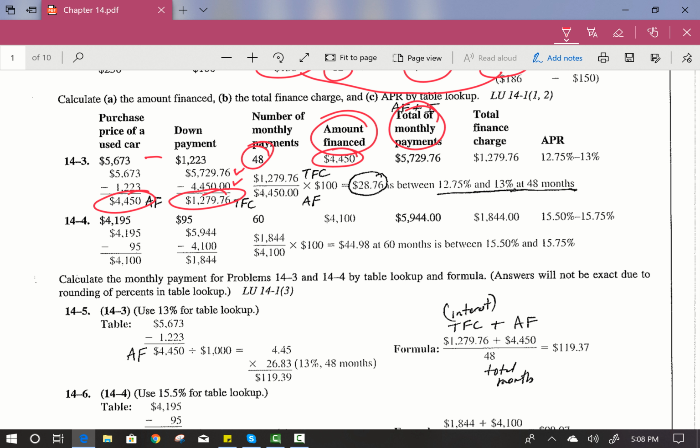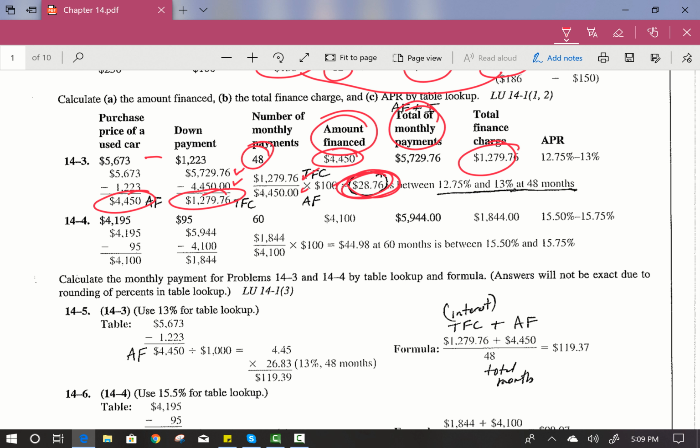$1,279.76. Okay, now to calculate the APR, we're going to have 2 values that we'll actually end up with, and our chart is based upon $100. Okay, so we'll take the total finance charge of $1,279.76, which is right there, divide that by the amount financed of $4,450, and then take that times the table value of $100, and that will give us a table lookup number of $28.76. Okay, we have 48 payments, and our lookup number on the table is 2876.